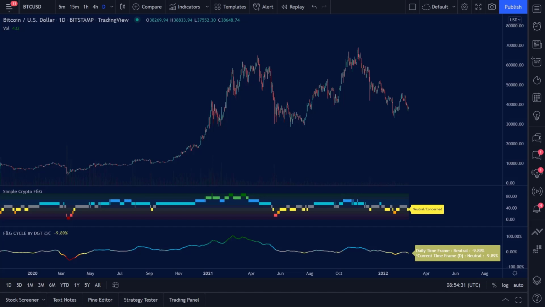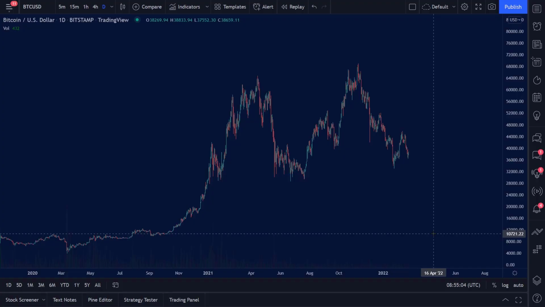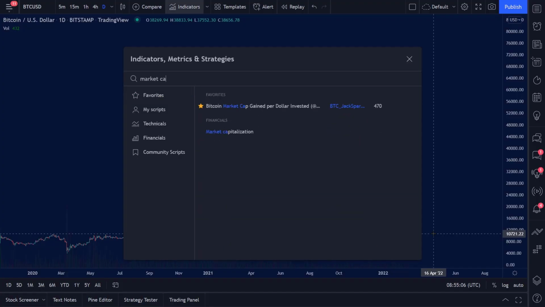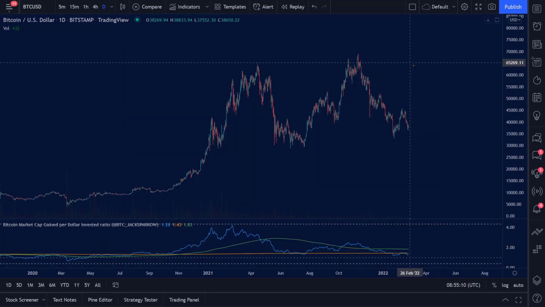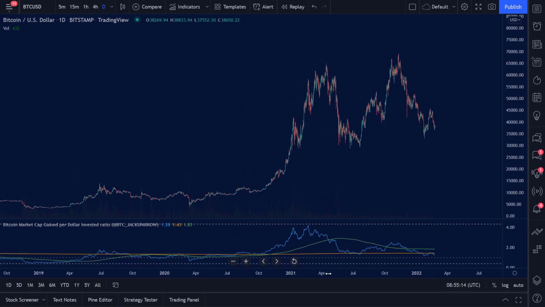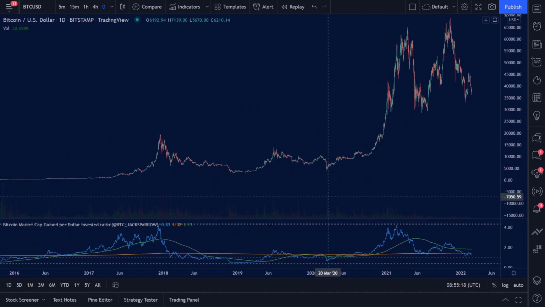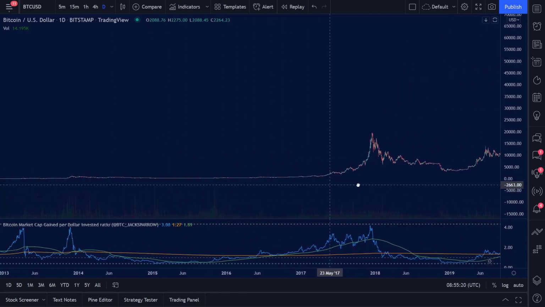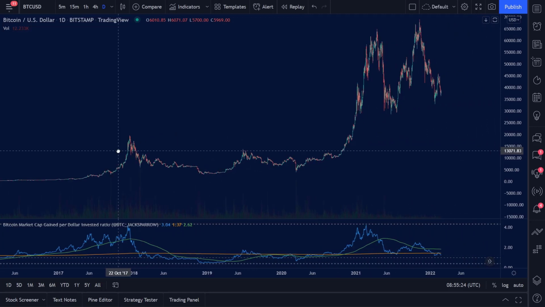Another indicator I consult to make out if we're at the bottom or the top is the Bitcoin market cap gained by dollar indicator. I have to admit that I don't actually quite know how this indicator is calculated, and the TradingView Pine code is also not shown. However, the idea behind this indicator is the market cycle from accumulation phase to distribution phase. The accumulation phase happens at the bottom of the market cycle and distribution at the top of the cycle.